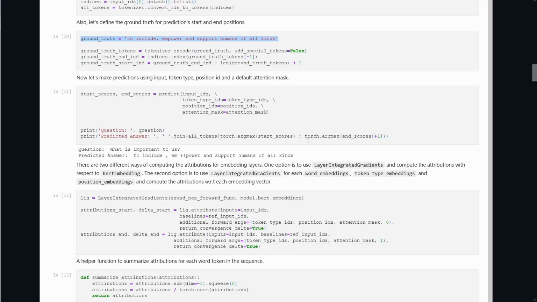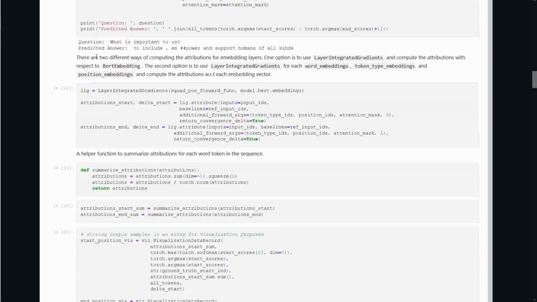And you can have different ways, and I follow here the notebook they provide, for computing the attribution for the embedding layers. One option is to use the layer integrated gradients, so integrated gradients, our last video, and compute the attribution with respect to the word embedding. Or the second option is to use the layer integrated gradients for the word embeddings, for the token type embeddings, and for the position embeddings.